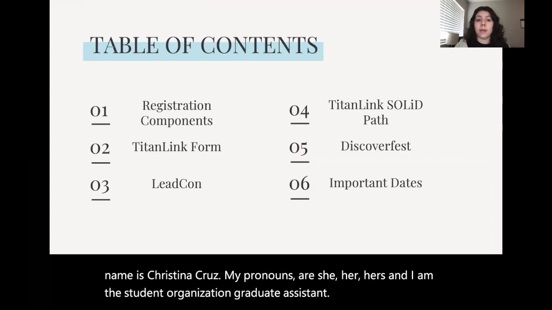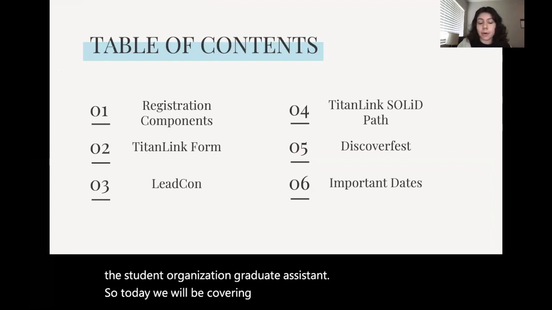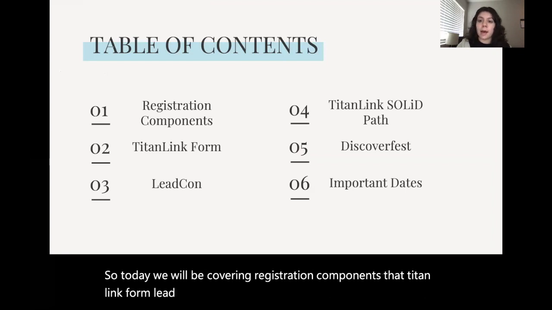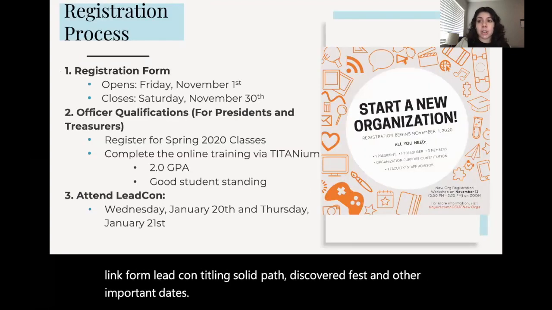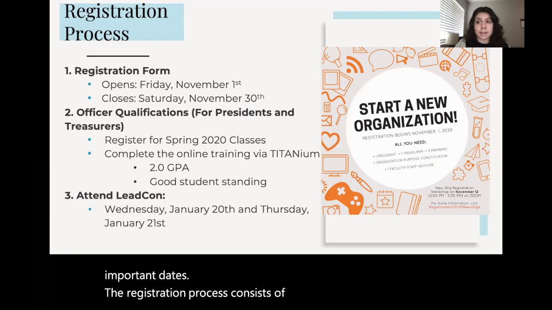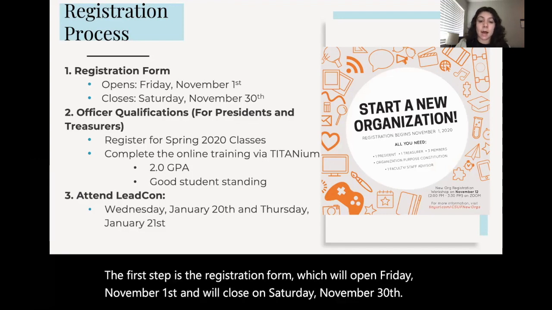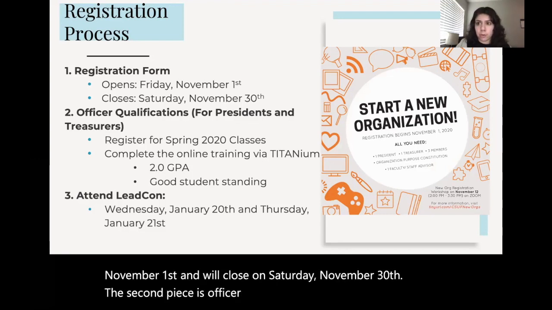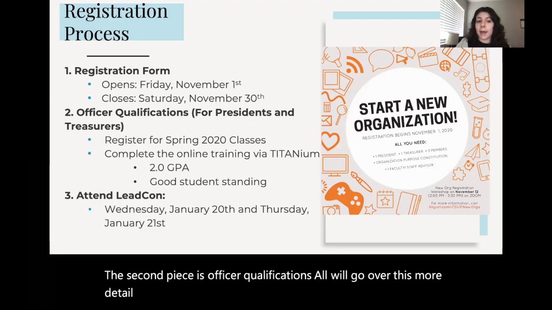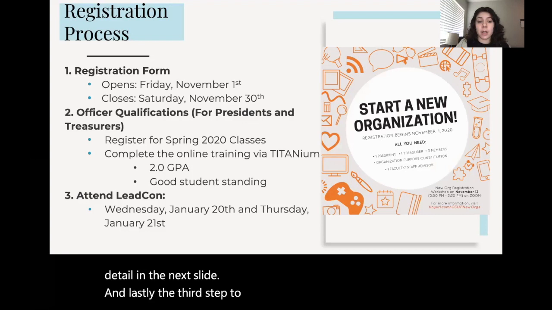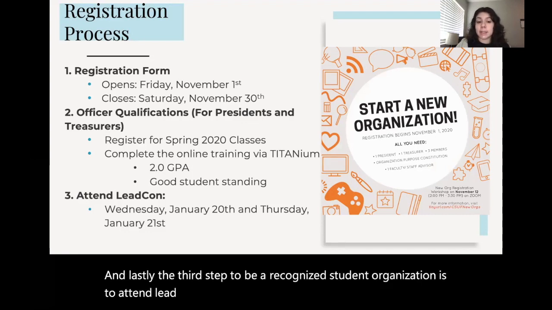So today we will be covering registration components, the Titan Link form, LeadCon, Titan Link Solid Path, Discoverfest, and other important dates. The registration process consists of three different steps. The first step is the registration form, which will open Friday, November 1st, and will close on Saturday, November 30th. The second piece is officer qualifications. I will go over this in more detail on the next slide. And lastly, the third step to be a recognized student organization is to attend LeadCon, which is set to occur on Wednesday, January 20th and Thursday, January 21st.